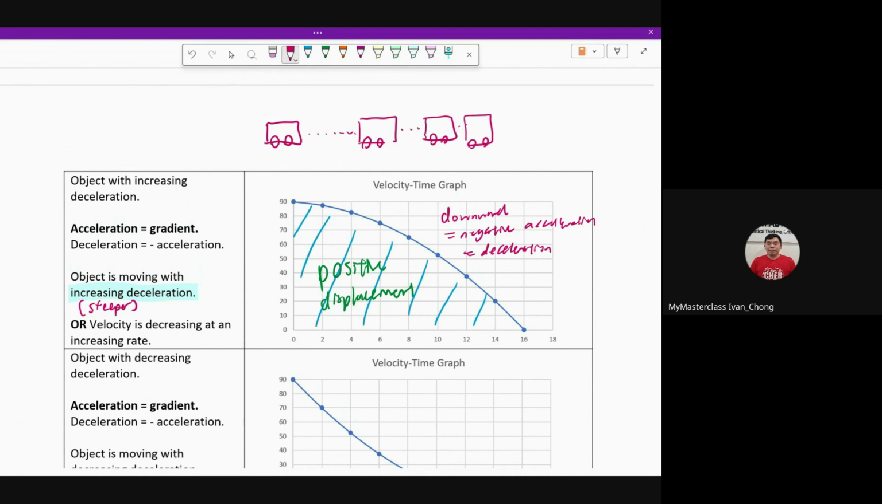Okay, but in this case, you can see at 16 seconds, you come to a stop. So what happens is basically you are still moving forward. So this is your displacement. You are still moving forward, just that you're slowing down. Okay, you're slowing down to a stop, but you're still moving forward.